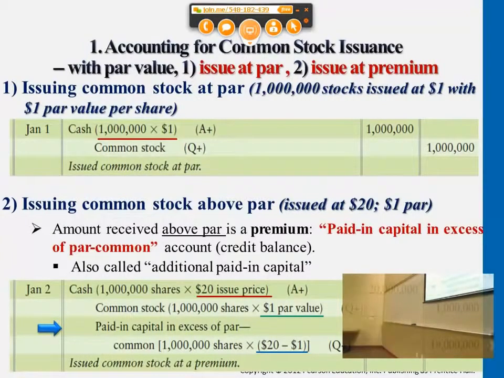This part that is above is often also called issuing common stock at a premium. Premium means a dollar amount above the par value.